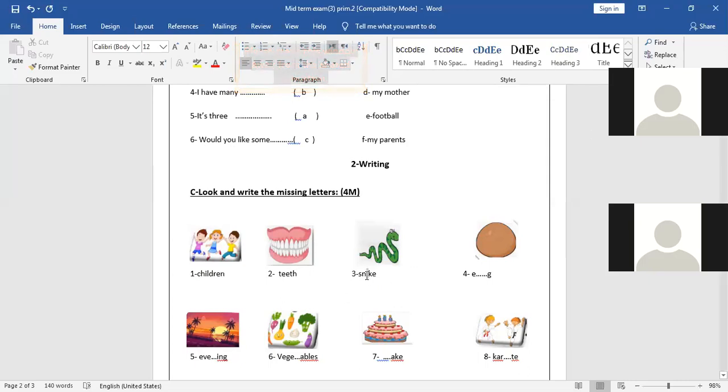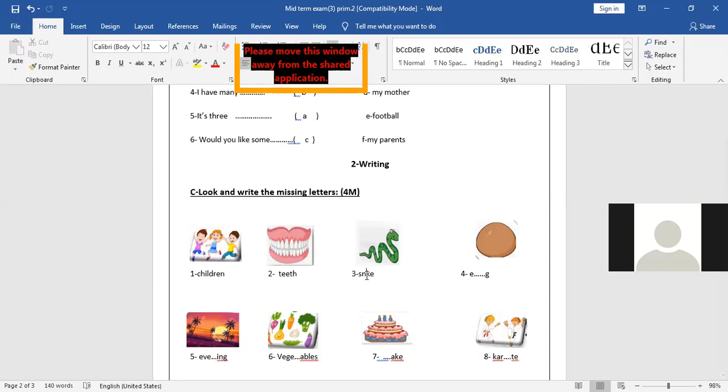Rehab. Hello, Miss Aya. Hello, habibi. Look at this picture. What can you see here? Is it a fox? A snake. Wonderful. So what is the missing letter? Is it N or A? A. Thank you so much.